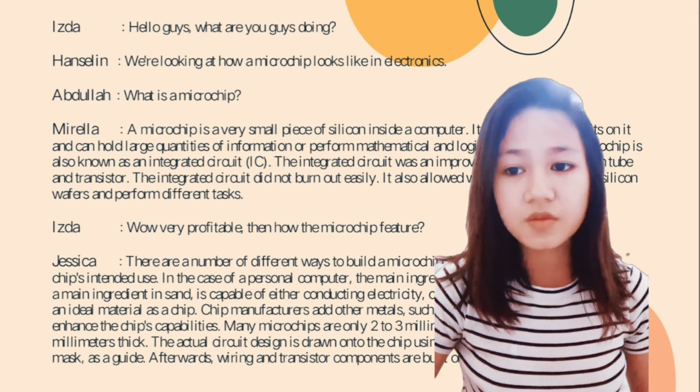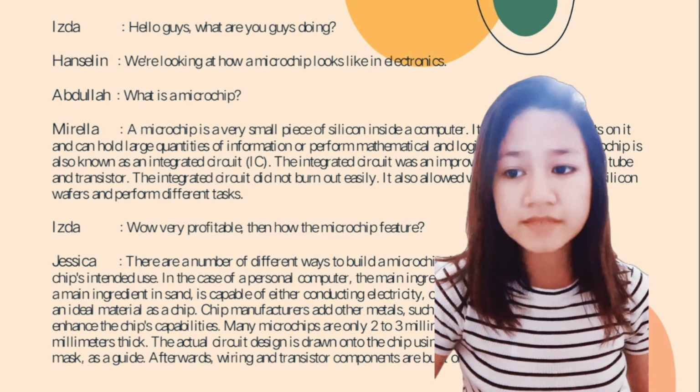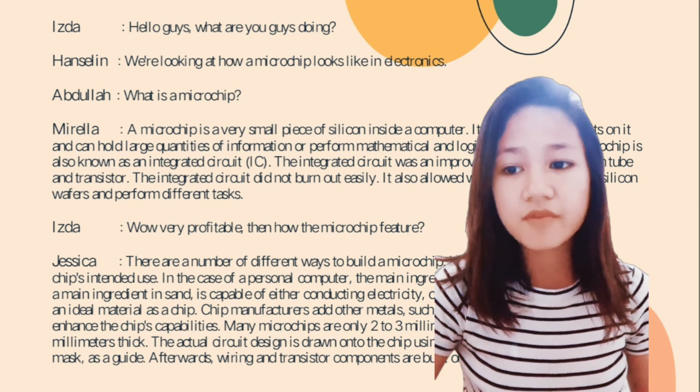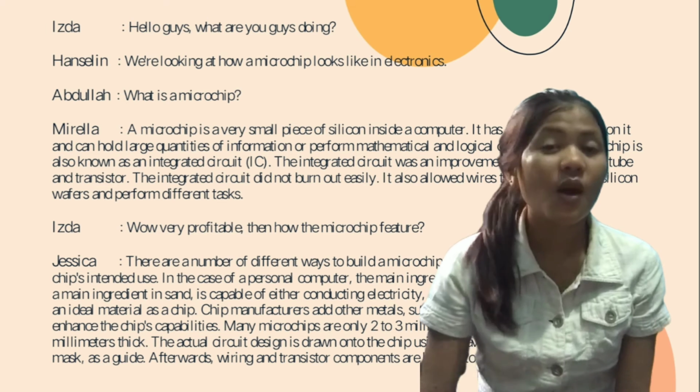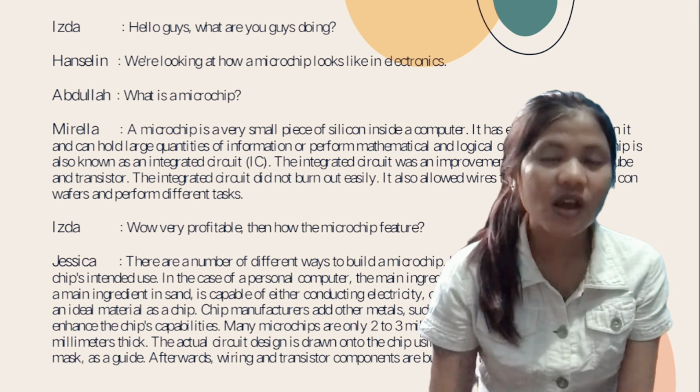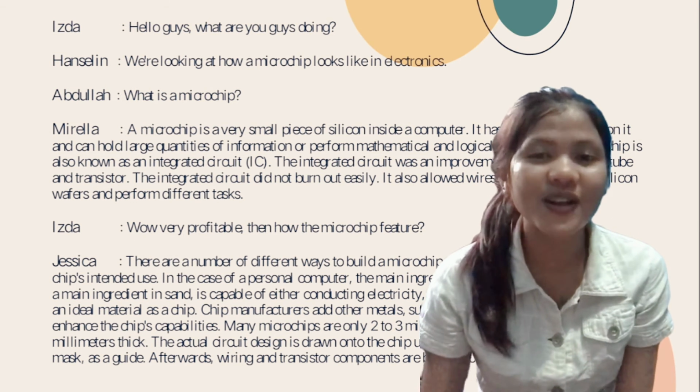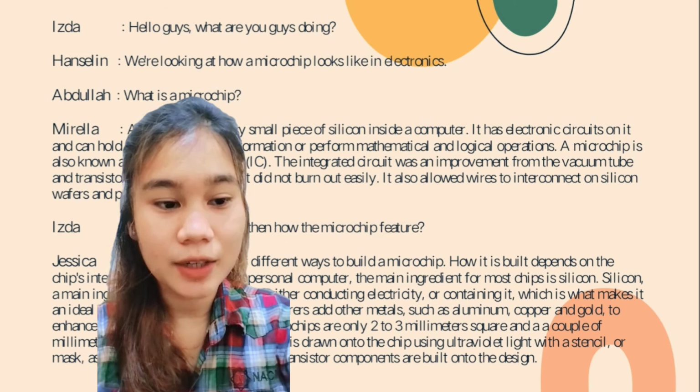The integrated circuit was an improvement from the vacuum tube and transistor. The integrated circuit did not burn out, and it also allowed components to interconnect on silicon wafers and perform different tasks. Wow! It really makes it easier to work on electronics. Silicon, a main ingredient in sand, is capable of either conducting electricity or containing it, which is what makes it an ideal material for a chip.